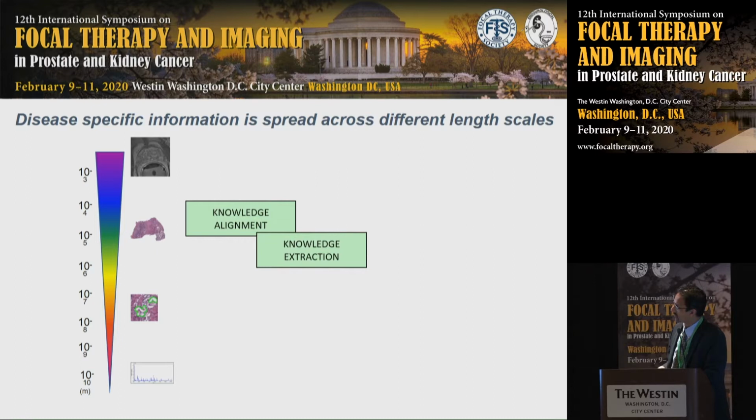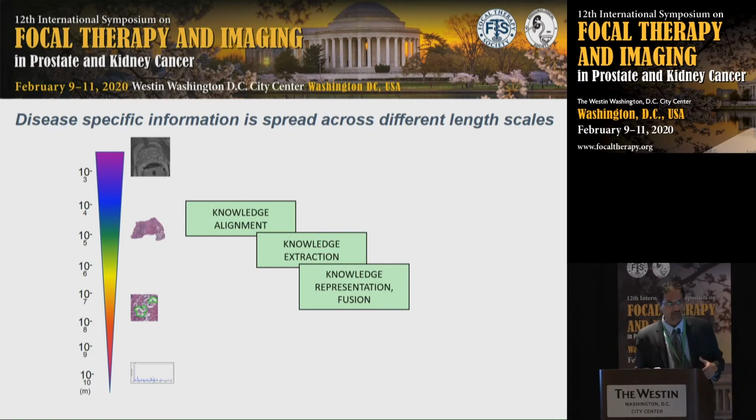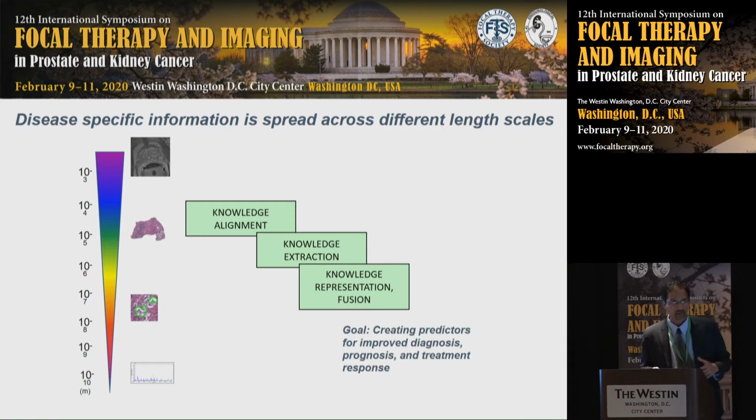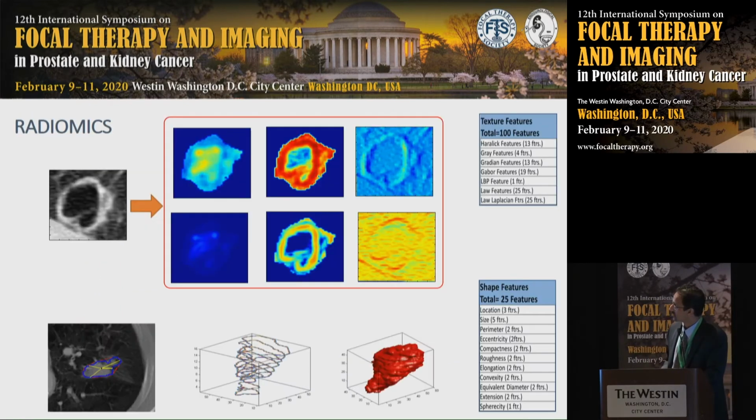that spans different length scales to be able to align the knowledge from radiographic pathology down to the genomic level? How do we represent and extract knowledge from these various different modalities? And then how can we possibly combine and fuse the information across these different length scales with the goal of really creating fused predictors for improved diagnosis, prognosis, as well as therapeutic response prediction and assessment?